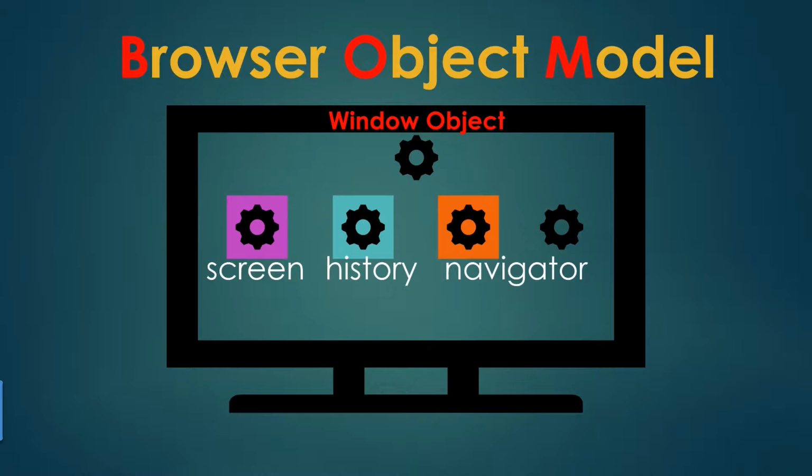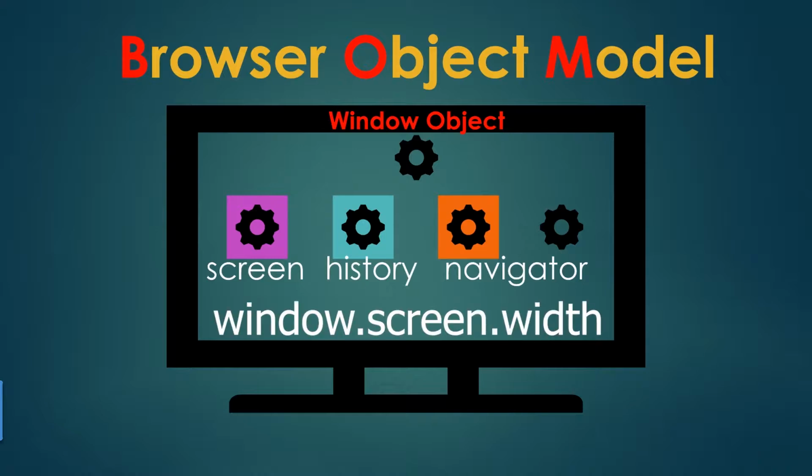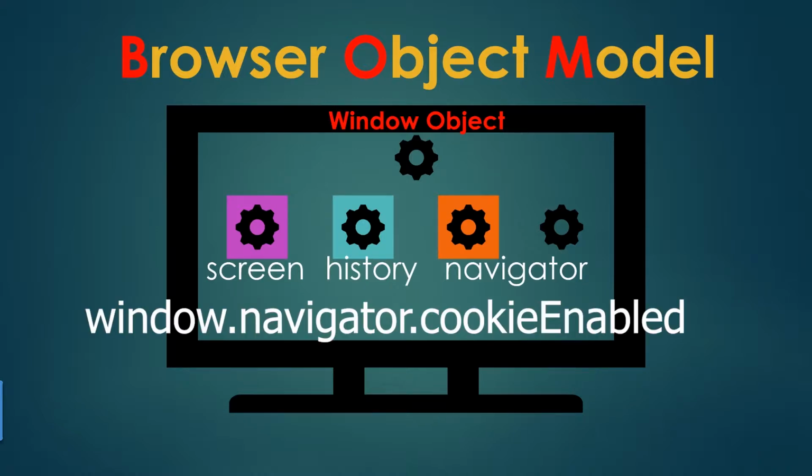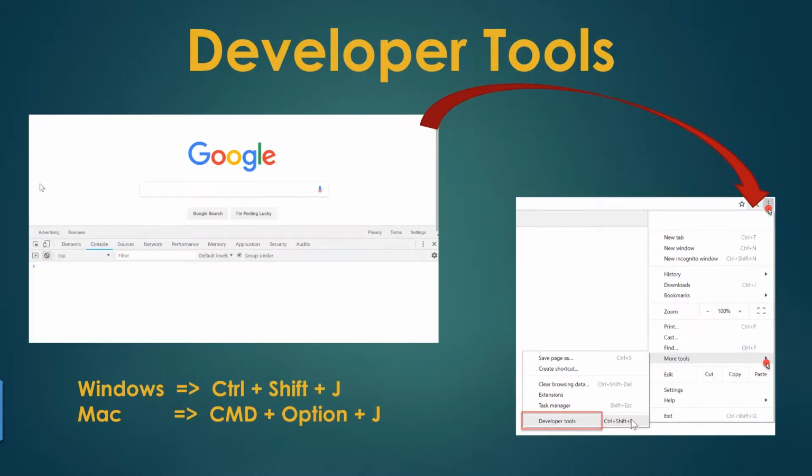You're right, and screen, history, navigator are also objects by themselves, so we could also directly access their own properties, like window.screen.width, because width is the property of a screen object. And we checked if a browser accepts cookies using dot notation, like window.navigator.cookieEnabled. This is because cookieEnabled is the property of the navigator object. Let's learn a few more browser objects and properties today.